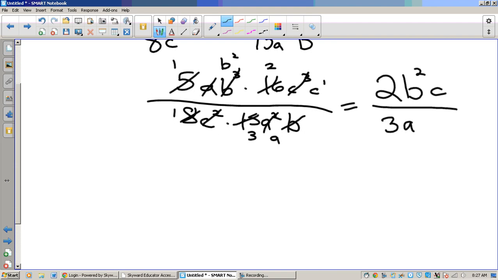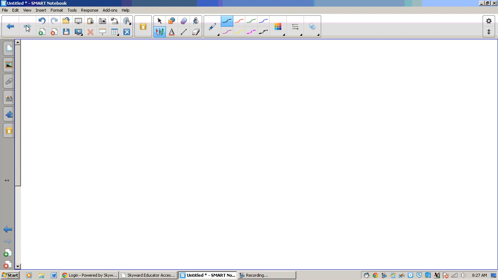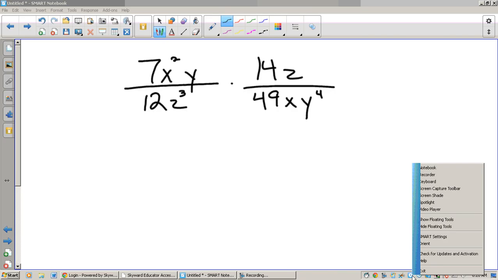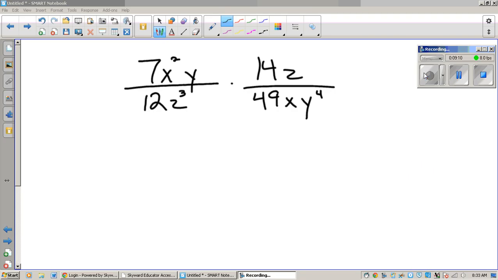7x squared y over 12 c cubed times 14 c over 49 x y cubed. All right, there you go. All right, show us what you did.